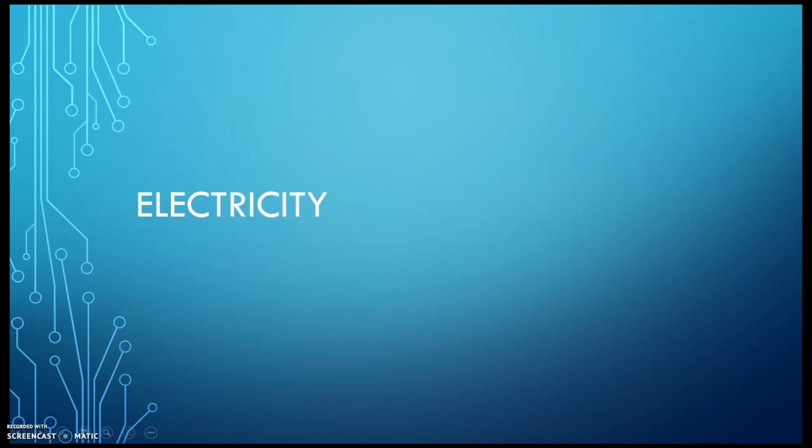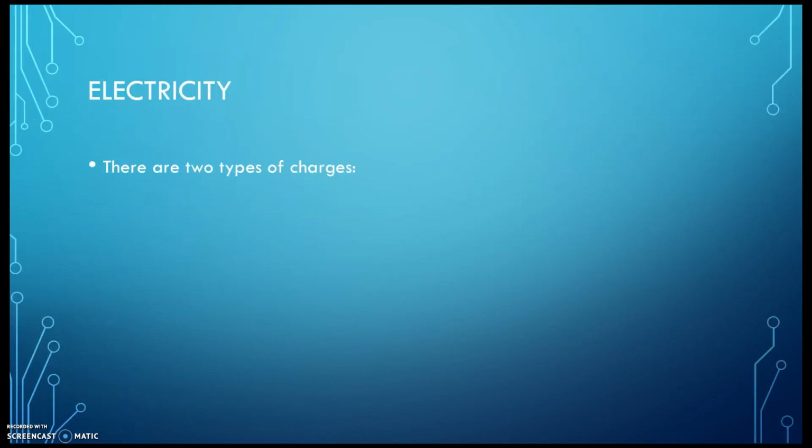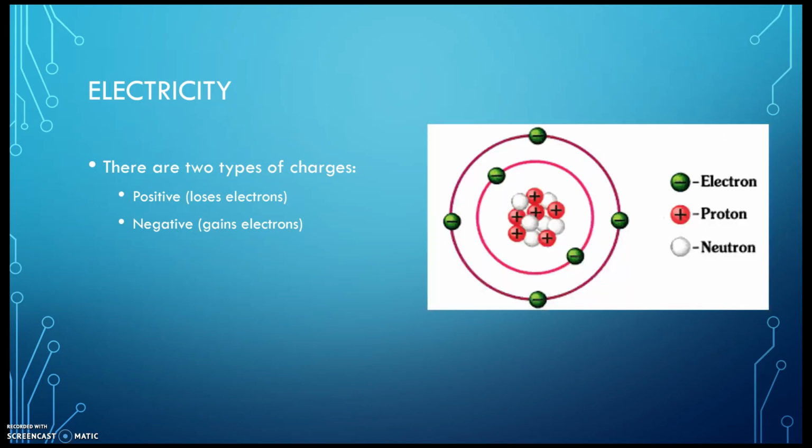So today we are going to start our introduction on electricity. First of all, there's two types of charges involved with electricity. There's positive charges, which means that an atom's going to lose electrons, and there's a negative charge, which means that an atom is going to gain electrons.